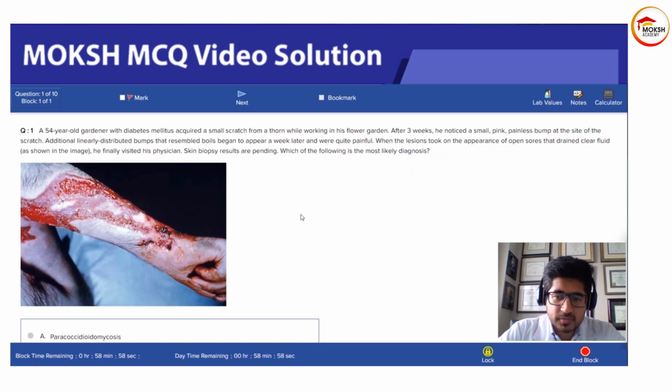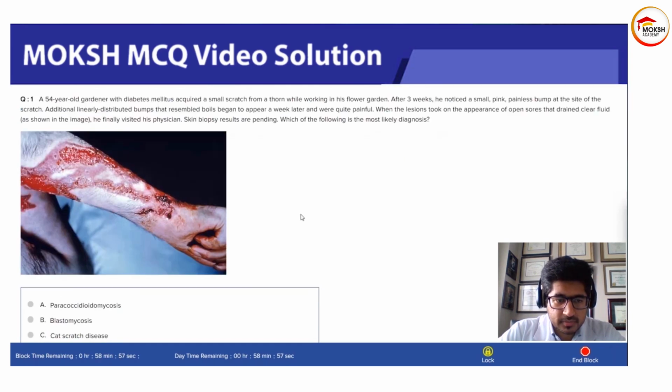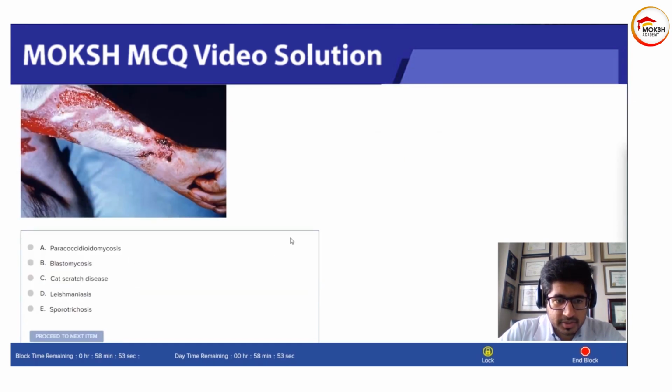Which of the following is the most likely diagnosis? All right, so we have the options. A is paracoccidioidomycosis, B is blastomycosis, C is cat scratch disease, D is leishmaniasis, and E is sporotrichosis.